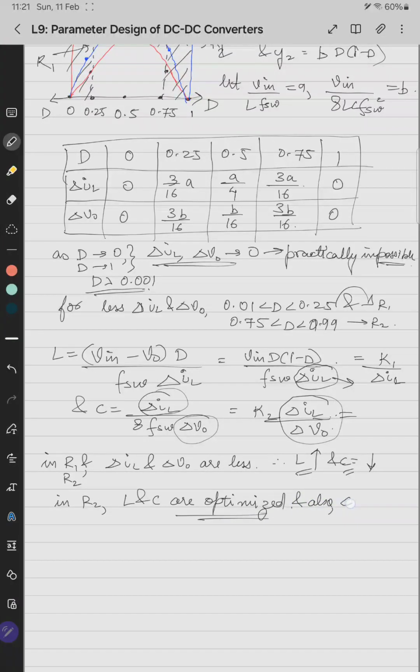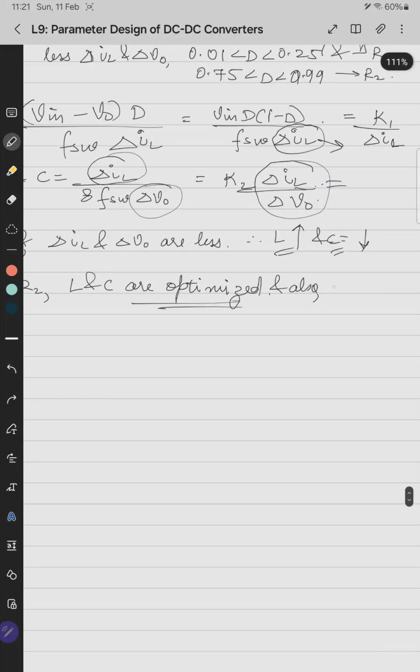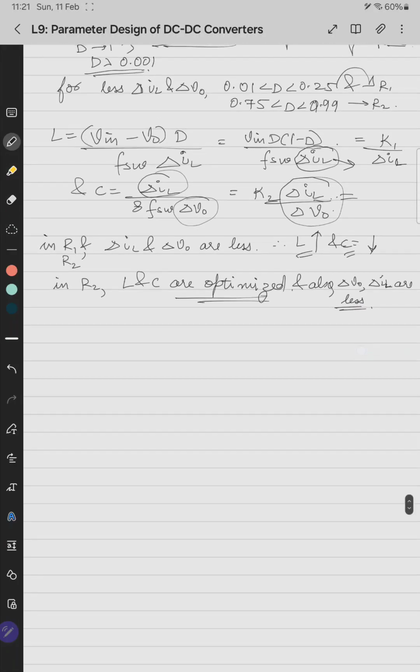And also delta V naught and delta IL are less. So for optimizing L, for both R1 and R2 cases, L will be high because delta IL is less. We want the delta V naught and delta IL ripple to be less. We also want the components to be lighter. So if L is less, the inductor will not be bulky. The inductor size is a function of the switching frequency. Given that the switching frequency is constant and you want to reduce the size of the inductor, then the peak current rating of the inductor should be reduced. So for a lighter inductor, the peak IL should be reduced.